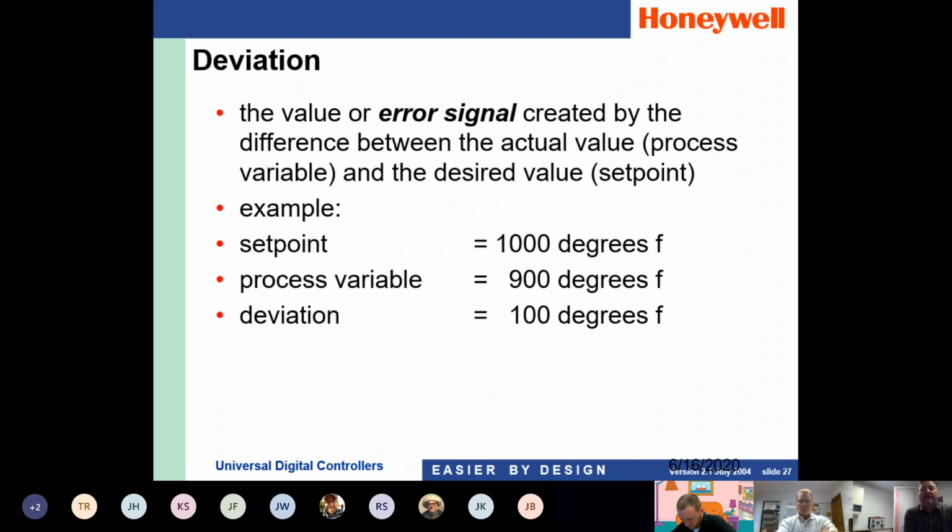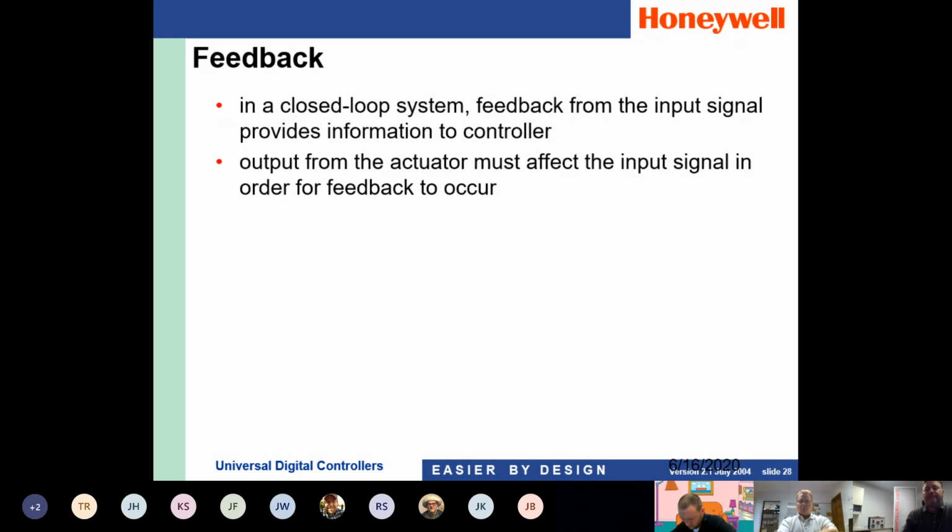Deviation is the next terminology in a PID system. Deviation is basically your error signal. So if we have a set point of 1,000, process variable at 900 degrees on our controller, we have a deviation of 100 degrees. So the deviation, again, in a PID algorithm or a PID scenario is the error signal that's created within the process control loop.